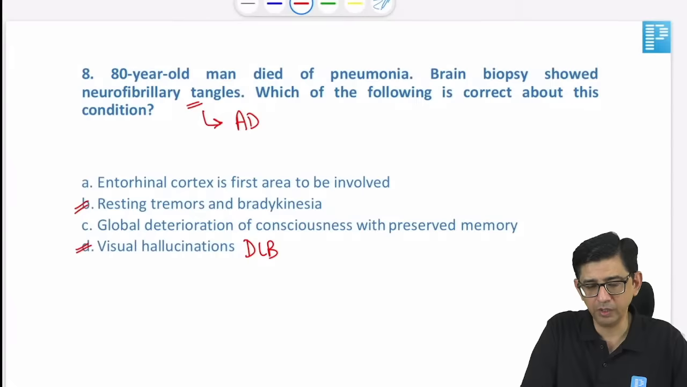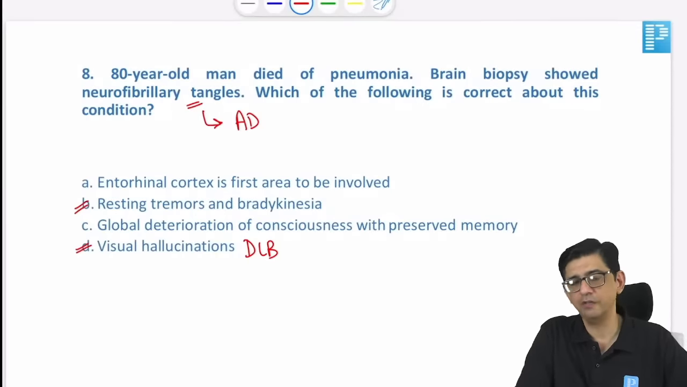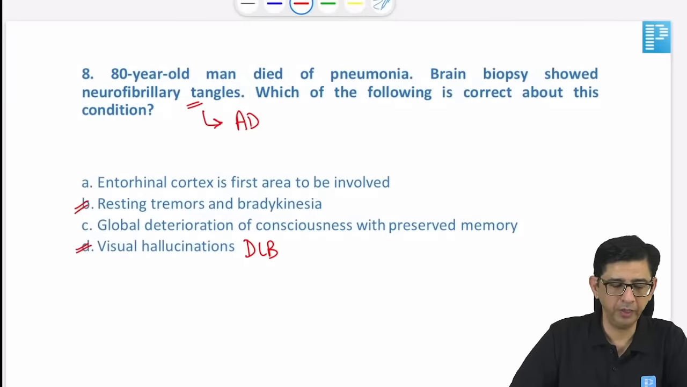Yes, now I think the car is on the right track, that in patients who are having Alzheimer's disease, there would be involvement of the entorhinal cortex. So the answer to this question would be option number A.